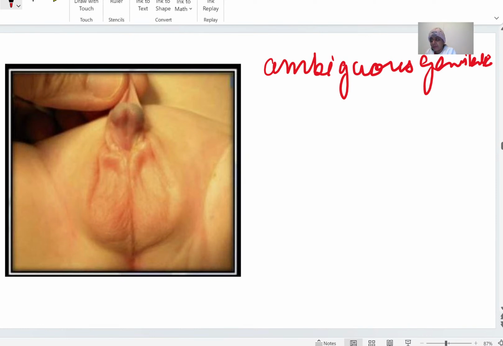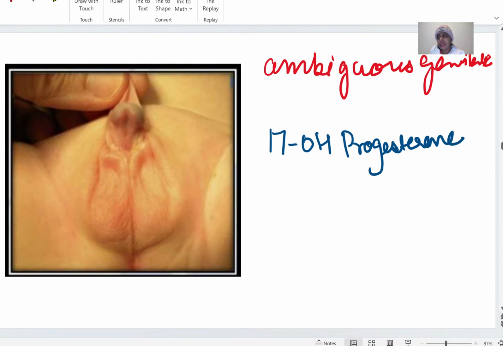We did it yesterday. Come on, everybody. What test will you get? 17 hydroxyprogesterone. Okay, it is raised. And what is the disease's name? Congenital adrenal hyperplasia. Basically, she is a girl and she had androgen excess, so the genitalia is ambiguous.